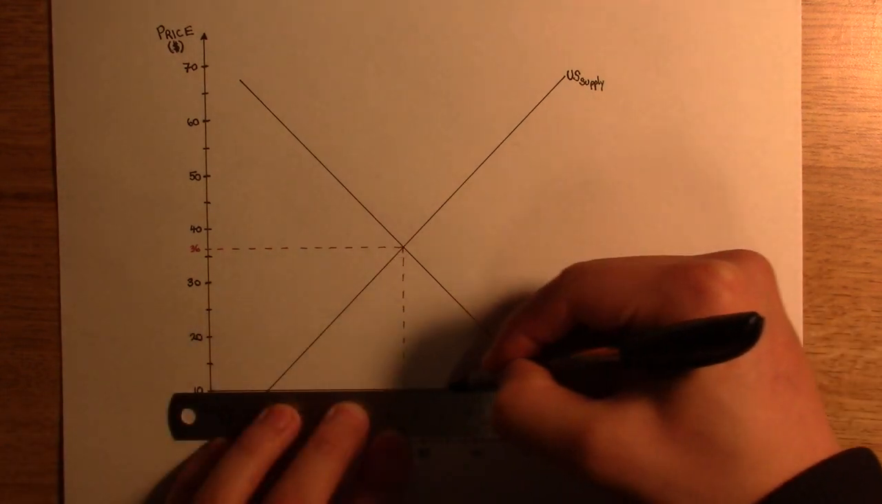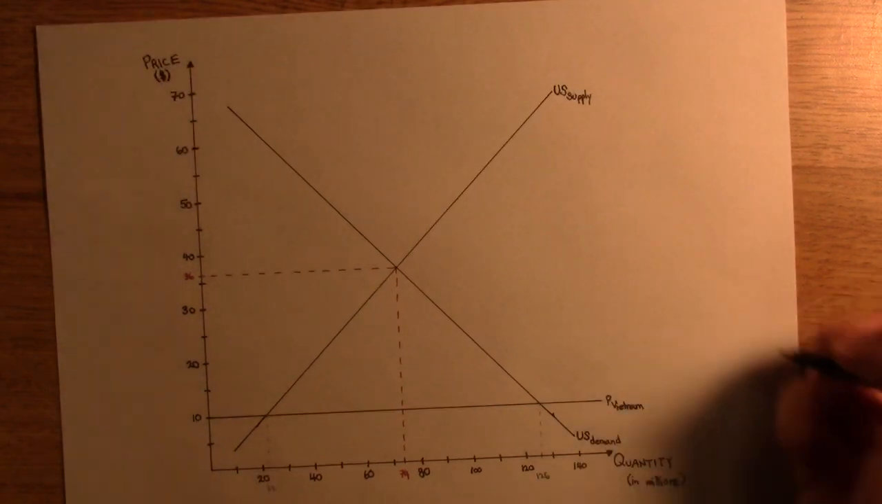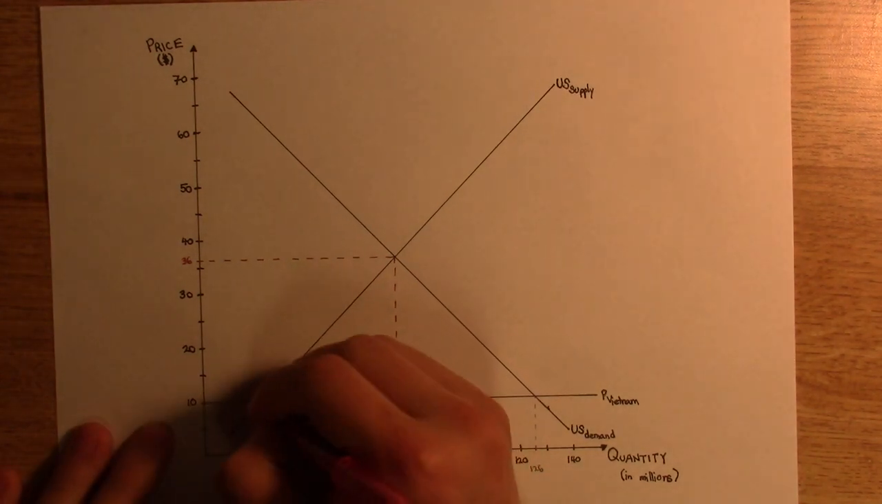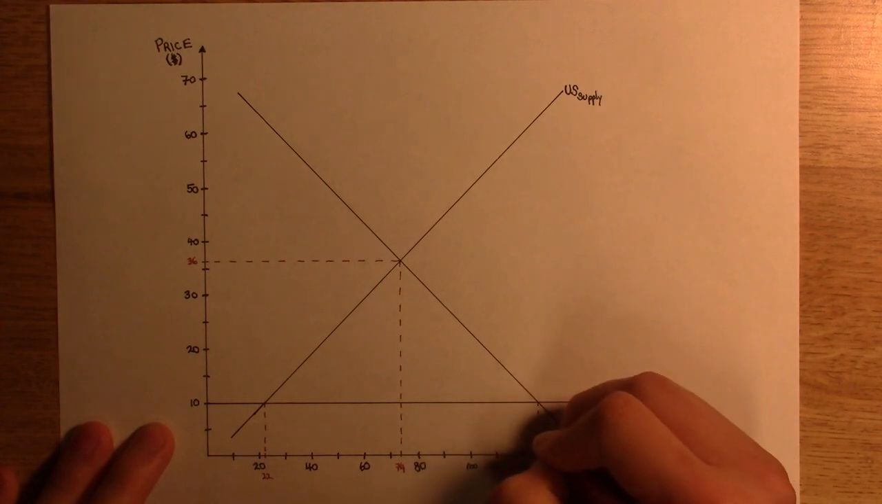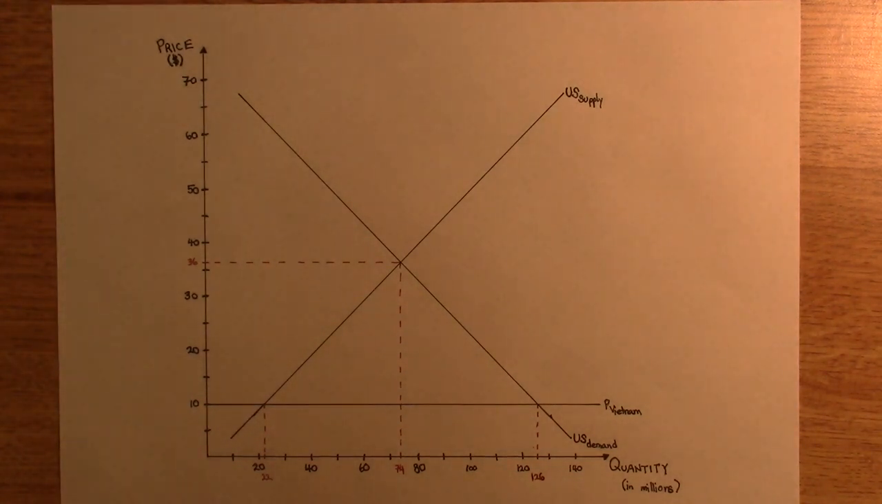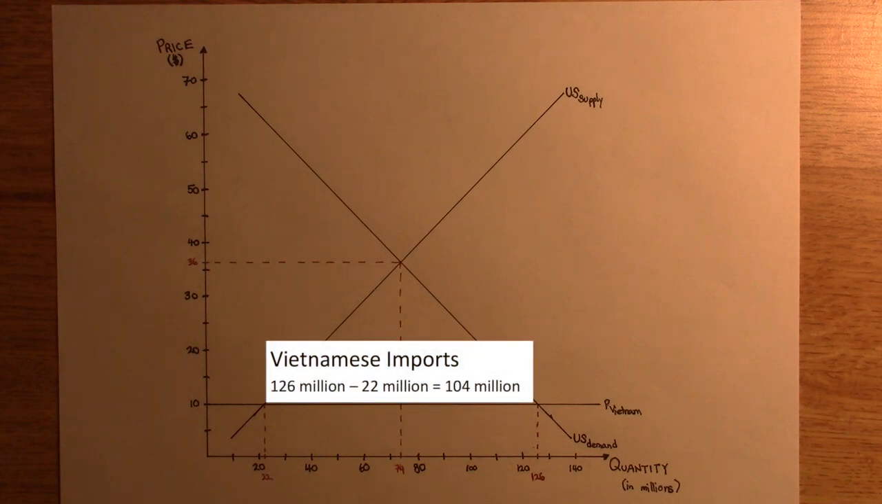Now, if the US traded freely with Vietnam, meaning bringing in Vietnamese shirts for $10 a shirt, we see the new supply curve on this graph at $10. What does this do to our situation? Well, we can identify that US domestic industries, or producers, will produce 22 million shirts, and the US consumers will want to purchase 126 million shirts. The difference created by the US producers and consumers is filled by Vietnamese imports to the US, where 104 million Vietnamese shirts will be imported to suffice the US consumers' demand.